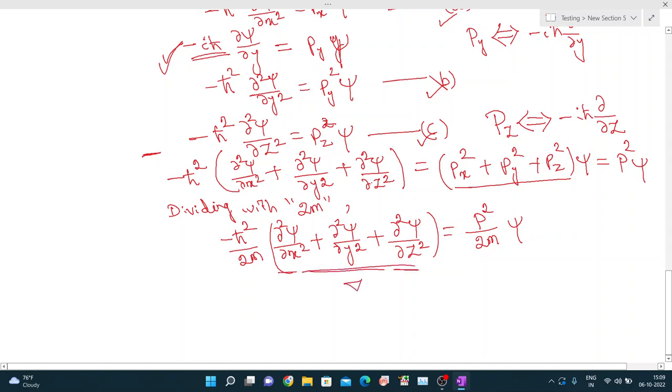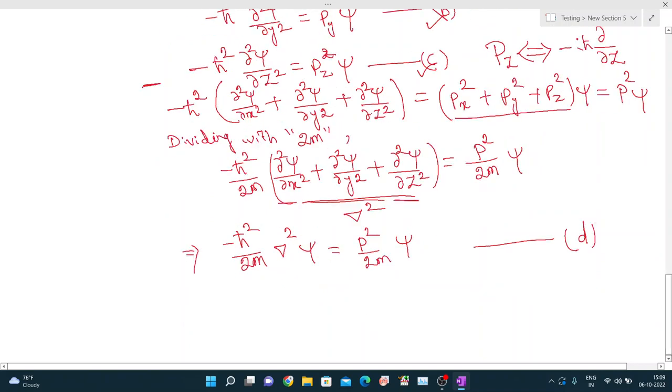This is del square. So we can write it as minus h cross square by 2m del square psi is equal to p square by 2m into psi. Suppose this is equation number D.